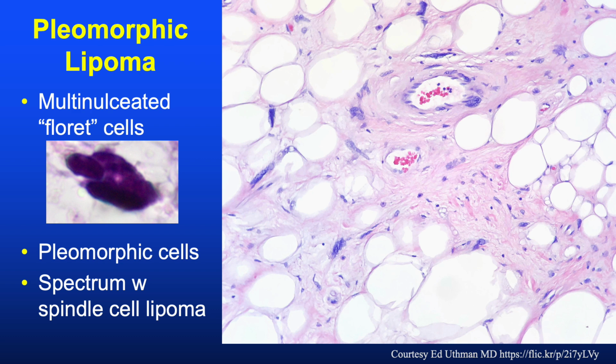And I didn't have a good tissue section of pleomorphic lipoma, so this is a case that is courtesy of Dr. Ed Uthman from Texas via his Creative Commons postings on Flickr. So thank you, Dr. Uthman, for letting me use your excellent case of pleomorphic lipoma, and I see some other multinucleated cells that I think would classify as floret cells, as well as some not clearly multinucleated, but atypical pleomorphic cells.